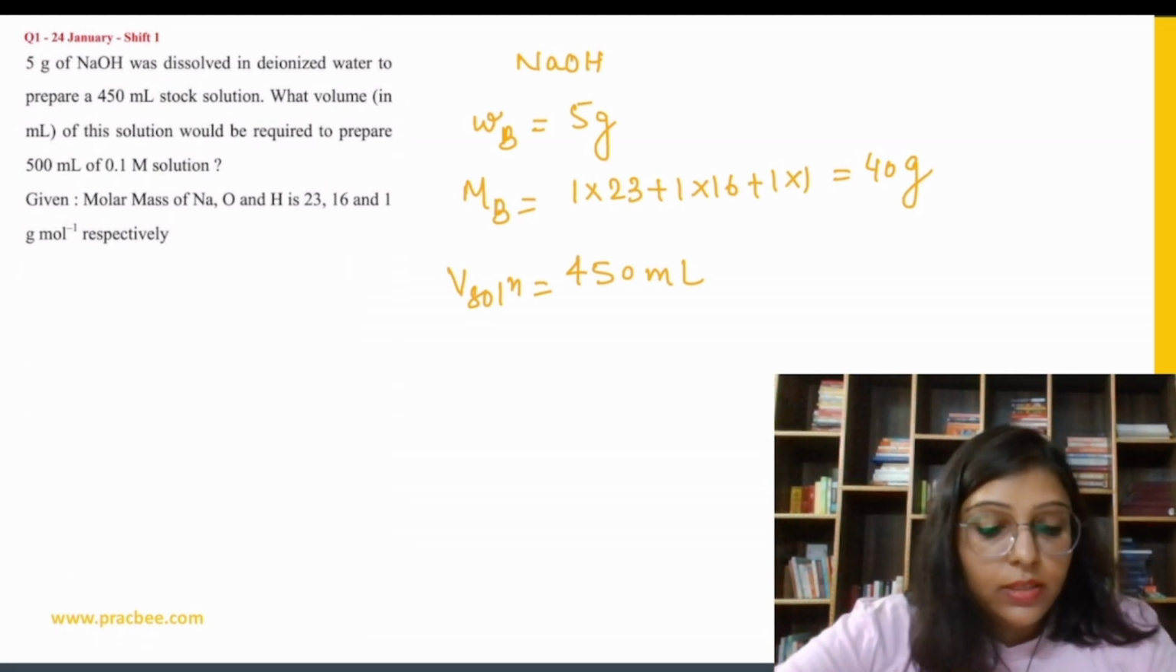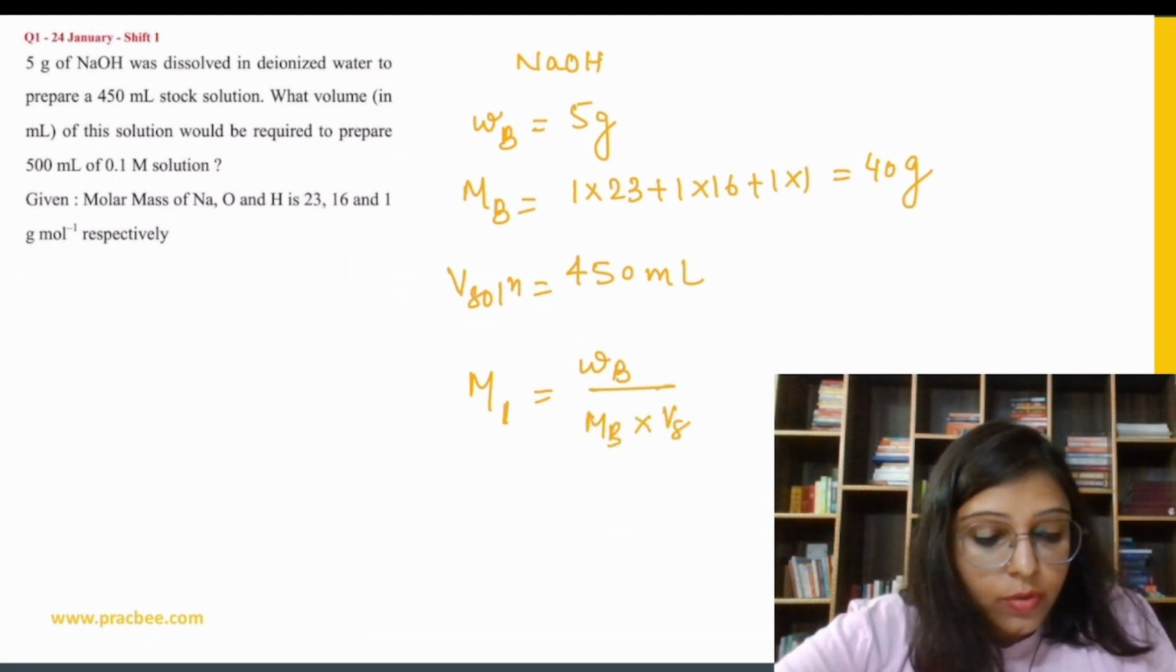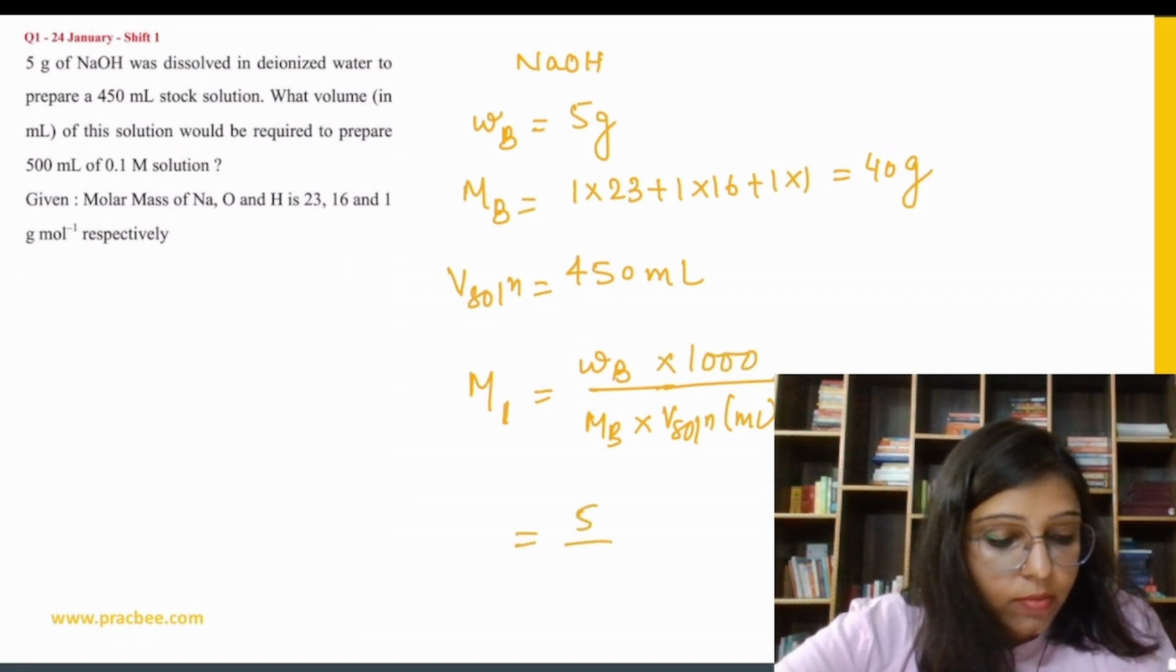So it means we have to find the molarity of this one. The molarity of this solution, suppose this is M1. So this is given mass upon molar mass into volume of solution. If it is in ml, so into 1000. So W of solute 5 upon 40 into 450 and into 1000.